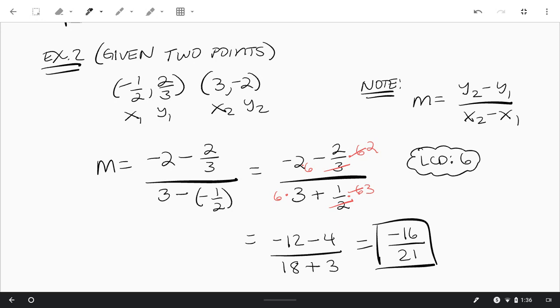So when you're given 2 points, you can use this formula. So make sure, if you don't have it memorized yet, that you memorize that. It's going to be kind of a big deal when you take calculus.